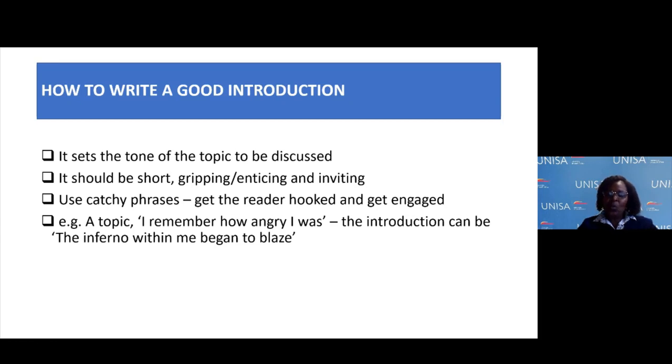It means that the way you start writing your introduction, it should be gripping. It should be inviting to the reader, so that when the reader sees the way you have put your introduction, he will be captured, wanting to understand what this writer, which is you as a student, is saying. You must use catchy phrases. The catchy phrases will get the reader hooked and engaged in whatever you are writing.